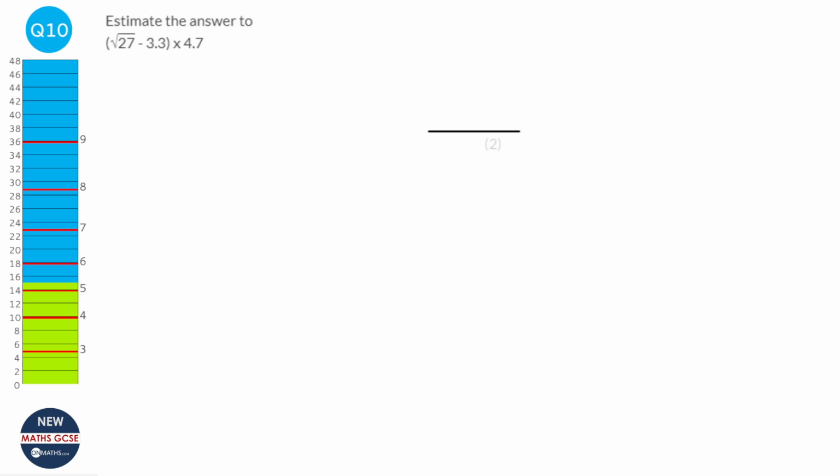When we estimate, we normally round to one significant figure. So what I'm going to do is just rewrite this question, but rounding everything to one significant figure. But I'm just going to miss out this square root for now. So 3.3 would just be 3, and 4.7 would just be 5.